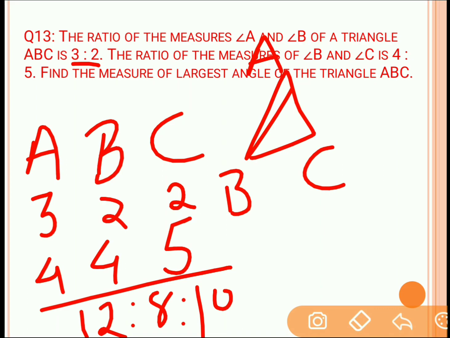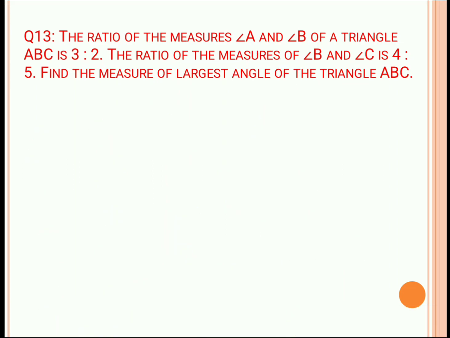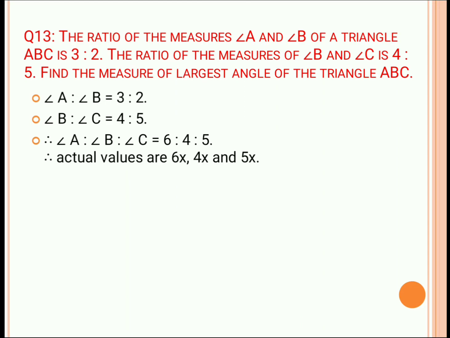From this ratio we can take 2 as common. So it will be 6 is to 4 is to 5. So 6 is to 4 is to 5 is the ratio of their angles. So from here the ratio of A is to B is to C is 6 is to 4 is to 5. So the angles will be in the multiple of 6x, 4x and 5x.